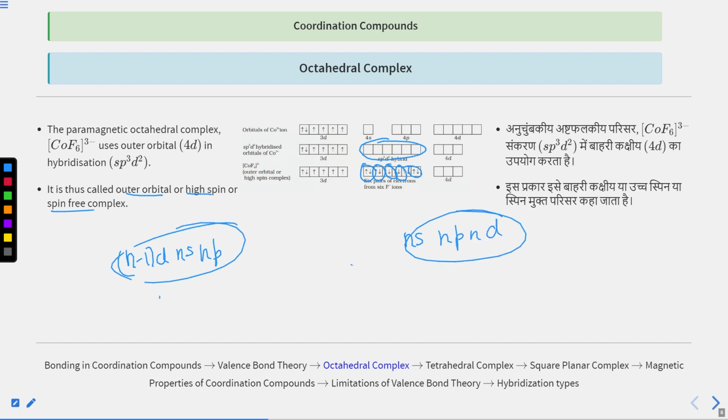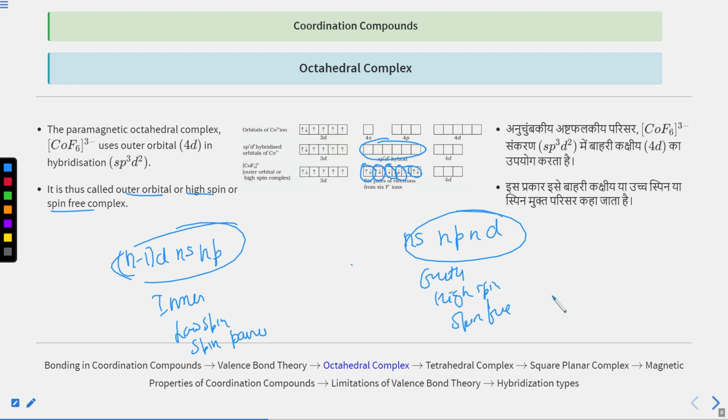Is this clear? This is inner, this is outer. It is also called low spin. Sorry, the inner one is also called low spin, and this is high spin. It's spin paired and spin free. Is it clear? So this was about the two types of octahedral complexes.